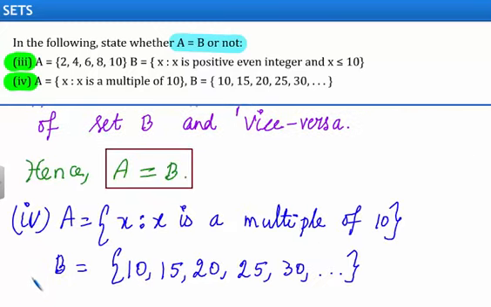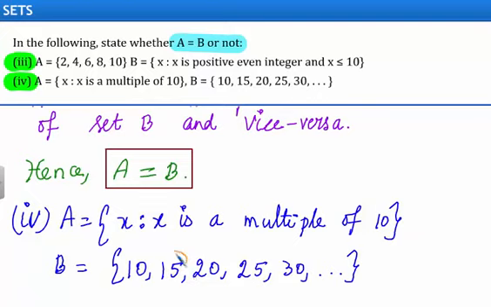In the next part of the problem, we have two sets, A and B. A is a set which is equal to the set of x such that x is a multiple of 10, and B is equal to the set of elements that are 10, 15, 20, 25, 30, etc. Let us consider set B. The first element of set B is 10. We know that the elements of set A are multiples of 10. 10 is also a multiple of 10.